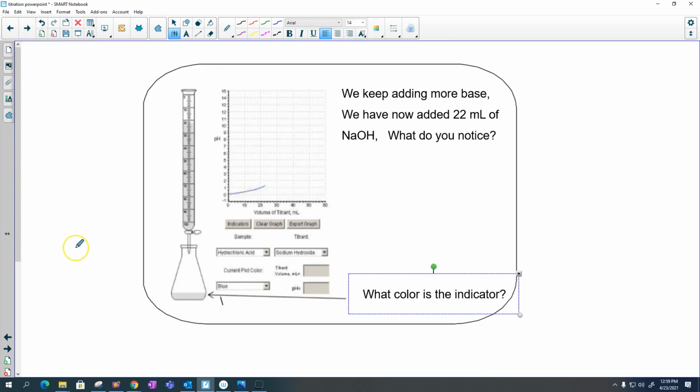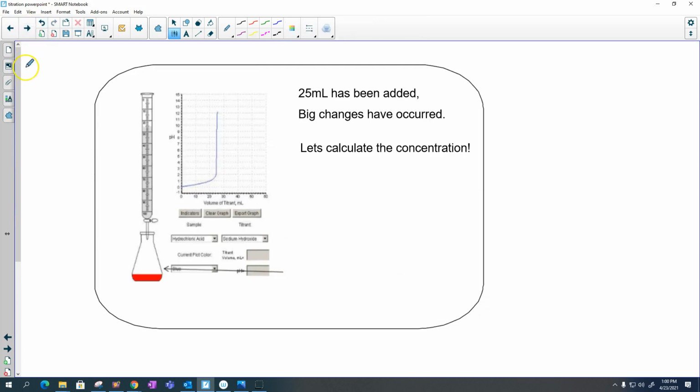Alright. Again, our indicator, phenolphthalein, is still going clear. That's 22 milliliters, and we haven't had a whole lot of change here. As we're adding our known and our unknown together, neutralization is occurring. It looks like we still have plenty of acid left. Alright, next slide, and all of a sudden we have a large change that occurs here.